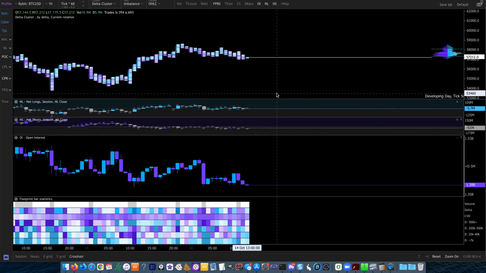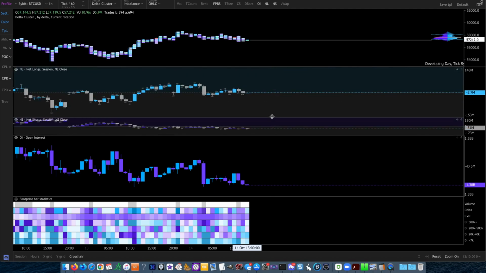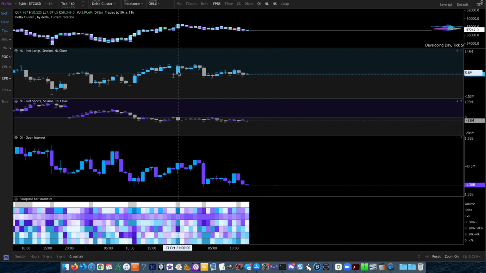NL and NS are net longs and net shorts that are opening up. If we see a big colored candle, that means there are longs opening up, and if we see a big gray candle, that means longs are closing. Look, as longs are closing, open interest is going down because people are getting out of trades. When we see open interest rising, we can see trades are opening, both longs and shorts. For shorts, the gray candle means shorts are closing. The purple candle means shorts are opening. We're going to get into this more later and how we can use this information to help us trade.